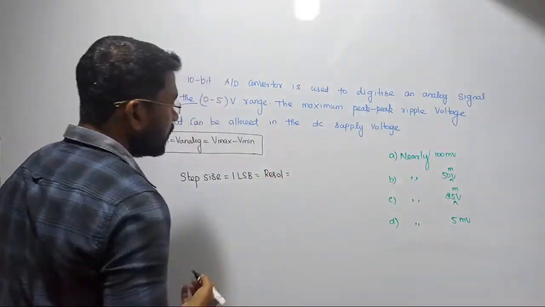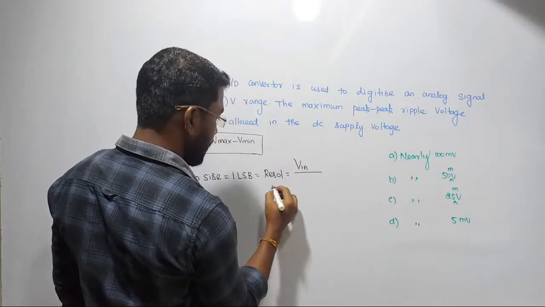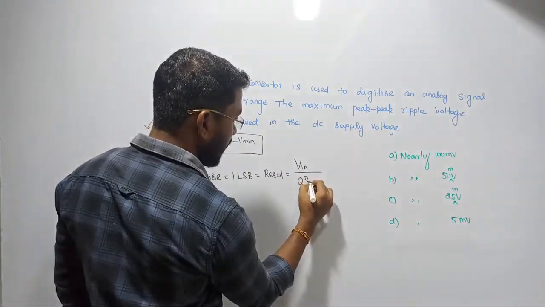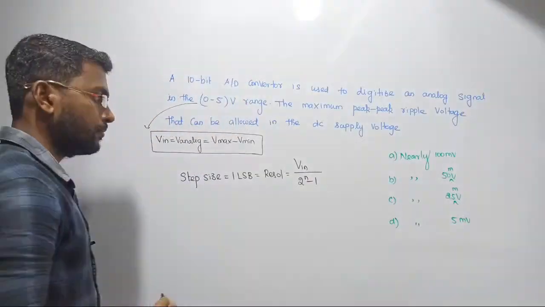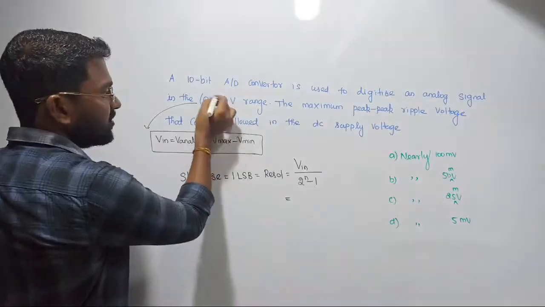We saw all these things, right? So this can be generally defined as input voltage divided by 2 power n minus 1. Clear? Yeah, let's continue our journey with this. Input voltage is how much? That is the range; it is given as a range.